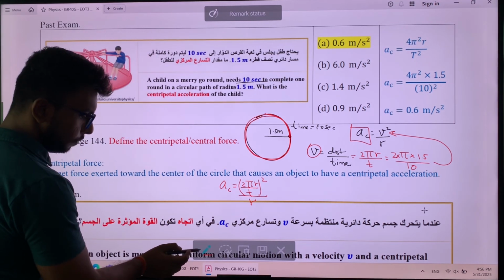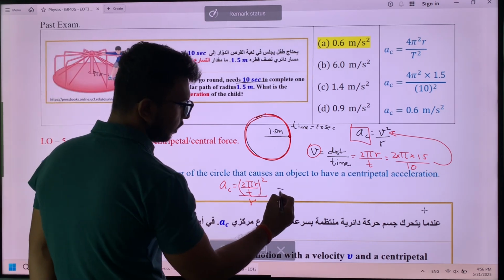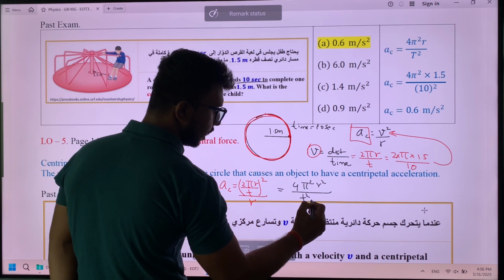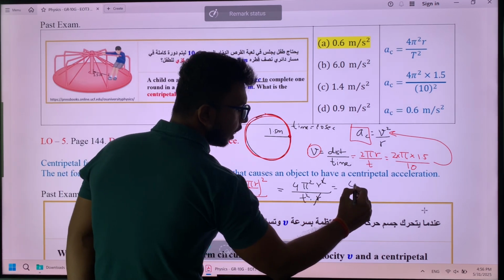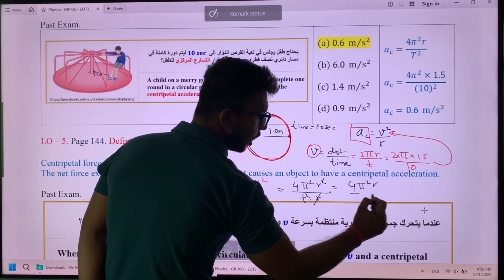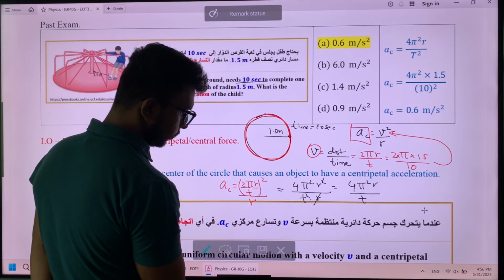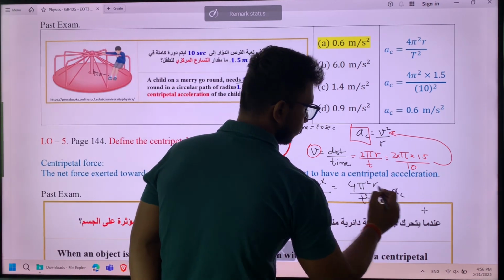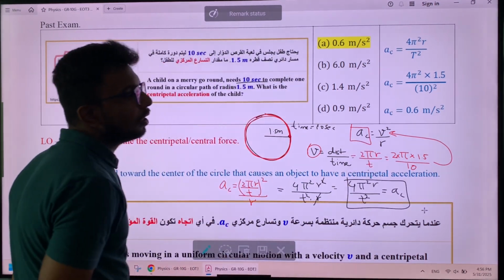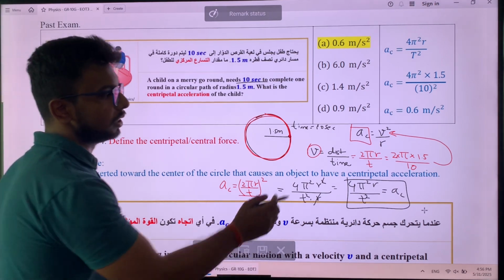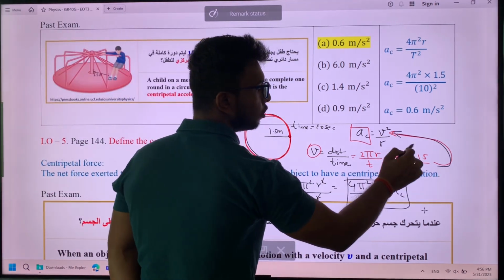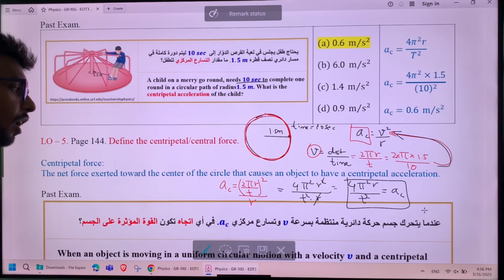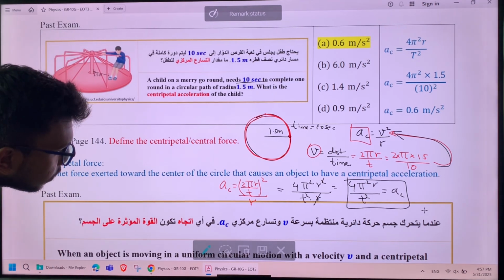If I solve it, it will become 4 pi square r square over t square times r. R would get cancelled. I will have this expression, 4 pi square r over t square. This is the centripetal acceleration. You can remember it as a formula, or completely up to you. You can just change from here and go back to this particular situation. This is the centripetal acceleration, 4 pi square r over t square. Is it t square? Yes.